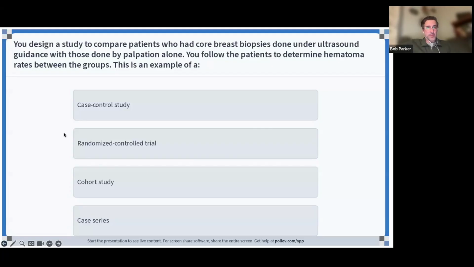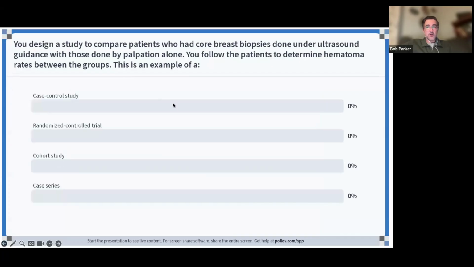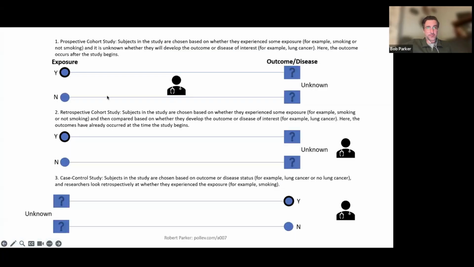Okay. All right. 2 seconds left to get your answer in. Good. We're locked. Let's see what we said. Awesome. Okay. So cohort study, I agree. We'll talk about why I think that is the case.